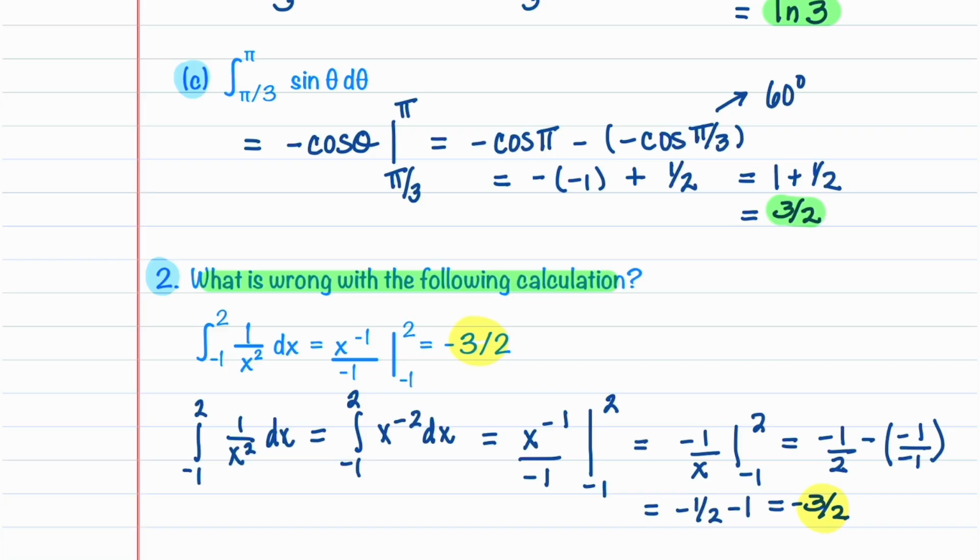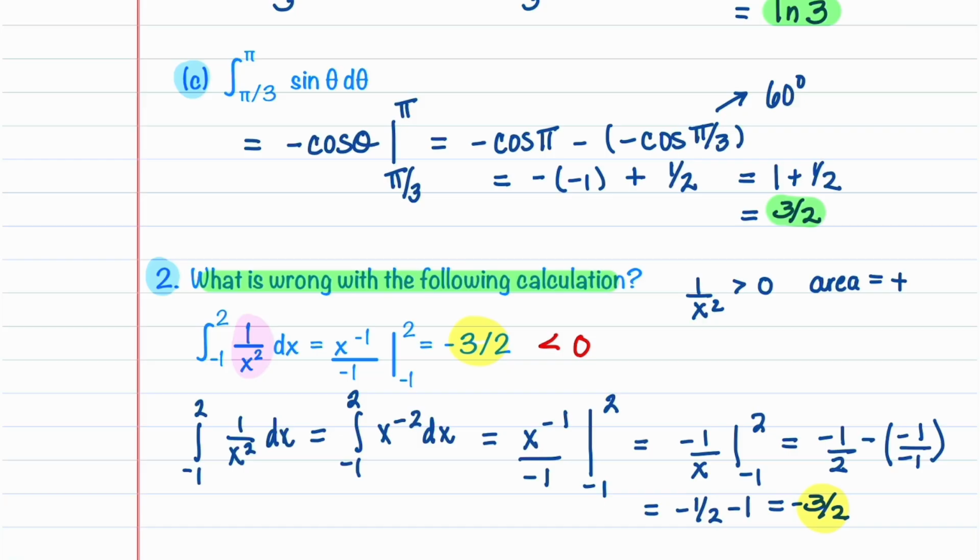Well, we can think about this in two ways. Notice that our answer is less than 0. Let's think about this. If we look back at the function that we are integrating, it is 1 over x squared. 1 over x squared is greater than 0. So the area under this curve should be positive. But it's not. We got that it was negative. So that tells us that we're definitely doing something wrong.